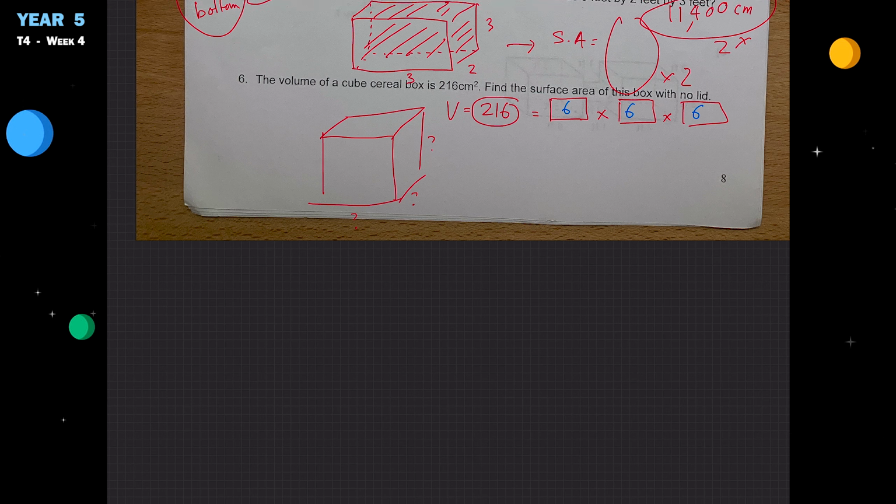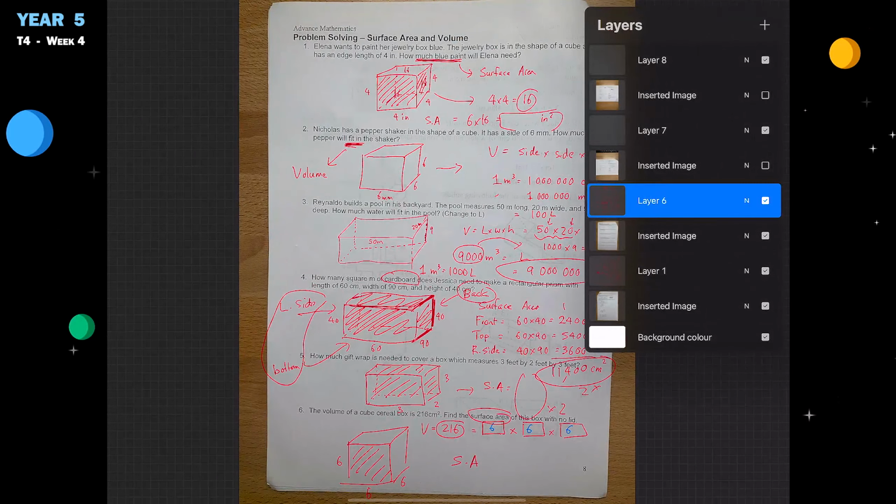Okay, so that means that each side here must be 6 centimeters. This must be 6 and this must be 6. Alright, now that we know that all the sides are 6, we can find the surface area. So why don't you do that by yourself? Just find the area of one face multiplied by 6. Okay, moving on to the next page.